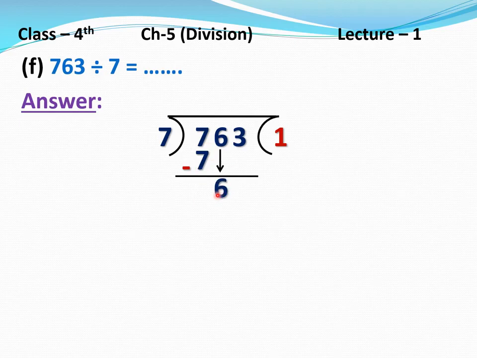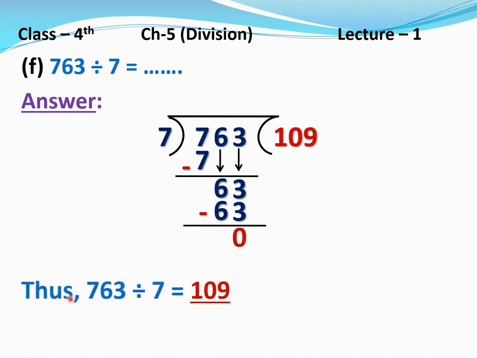Okay. Now see, 6 is less than 7. So we will take one more number, that is 3. So number will be 63 and we will write 1 0 in quotient. Now see, 7 multiply 9 equal to 63. Clear? Now we will do subtraction. 3 minus 3, 0. 6 minus 6, 0. Okay. Write 0 here. Now see, quotient is 109 and remainder is 0. So write down, thus 763 divide 7 equal to 109. Clear?